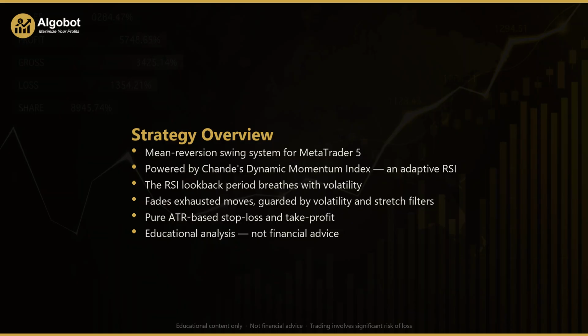A standard RSI uses a fixed lookback period, the same number of bars in every market condition. That means it reaches its extreme readings at the same lazy pace whether the market is quiet or wild. Chande's insight was to let the period adapt. When volatility rises, the indicator shortens its lookback, so it reacts faster. When the market calms down, the period lengthens and the reading smooths out. That single adaptive quality is the whole idea behind this strategy.